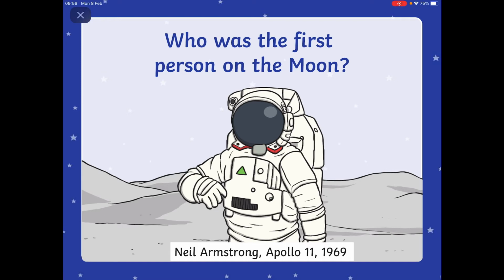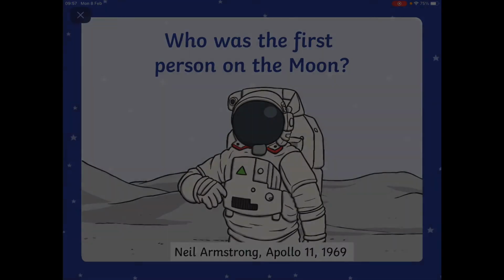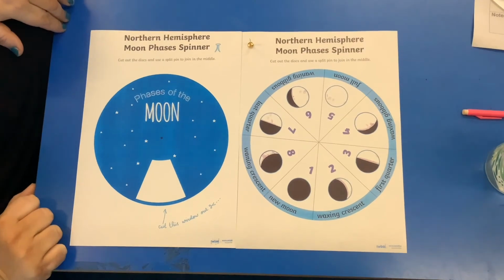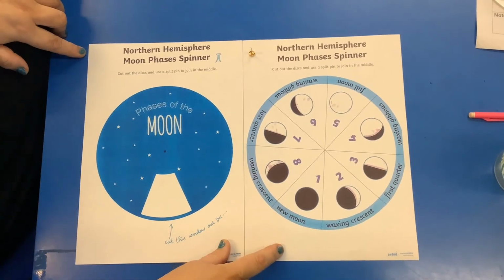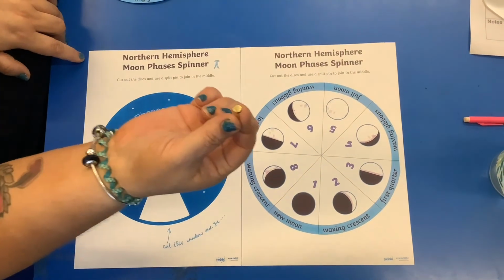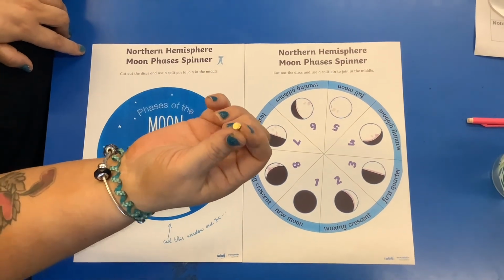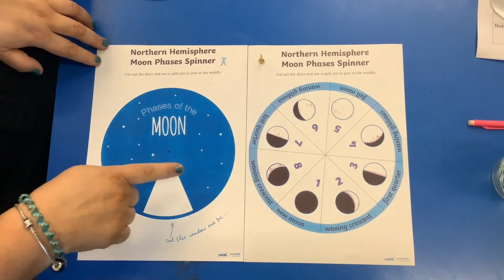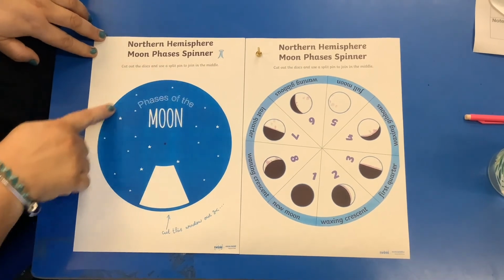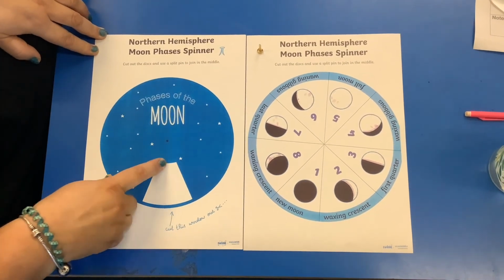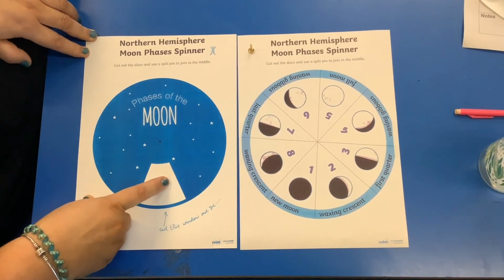So now, following this, there's something in your pack for you to complete, and it's the Northern Hemisphere Moon Phases Spinner. So if you can get that out of your pack, I'll show you how that works in a minute. In your pack, you should have these 2 pieces of paper and this, which is called a split pin. So what you need to do is, for this one, cut round the big circle there, and then cut out this window here that's white.